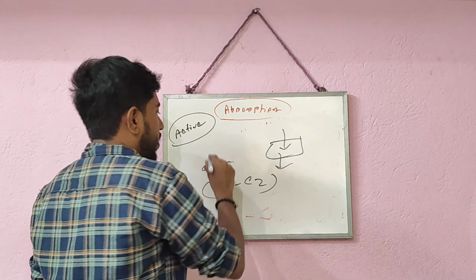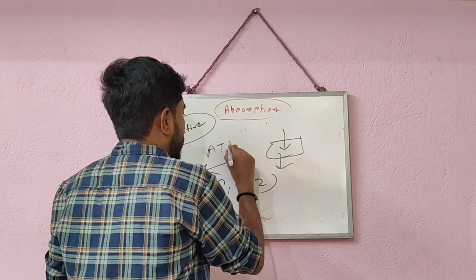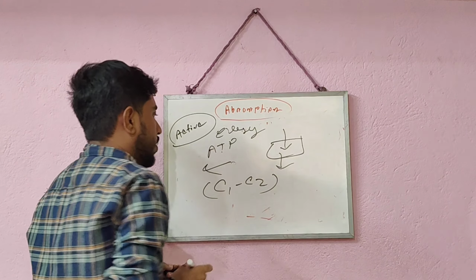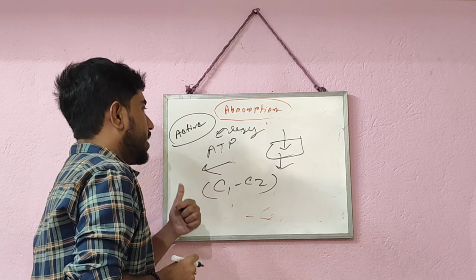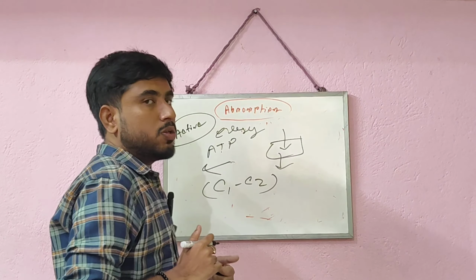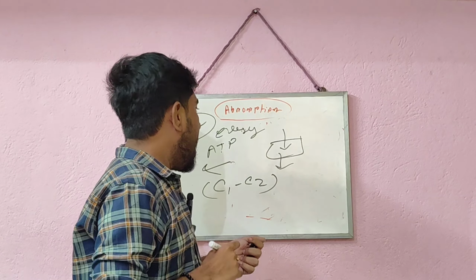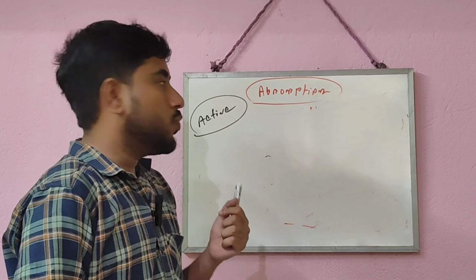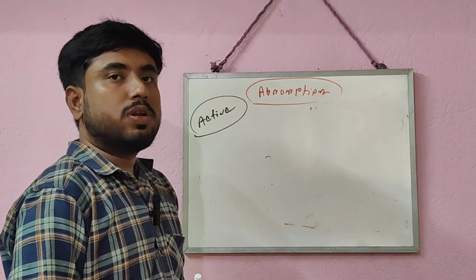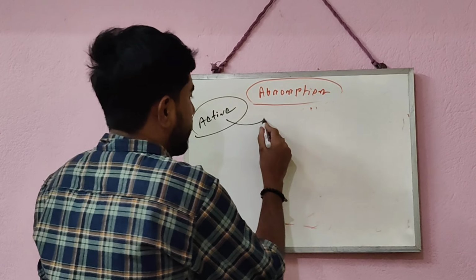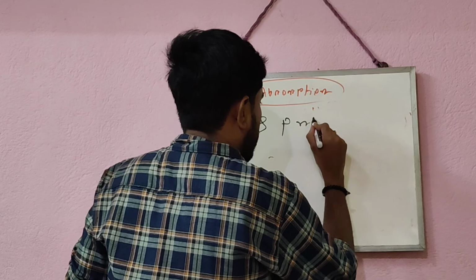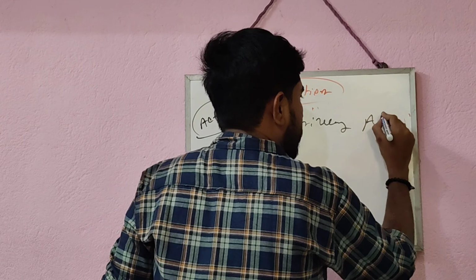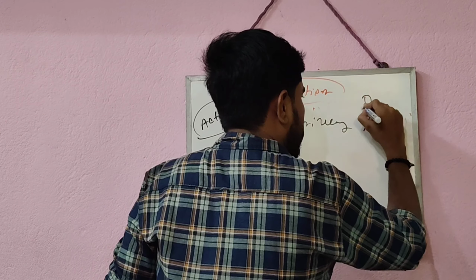So here there is a requirement of energy, and we know that in the body the main source of energy is ATP. There can be direct use of ATP or no direct use of ATP, according to how that ATP is required, directly or indirectly. Through that, active transport is divided into two parts. One is primary, where direct ATP is required.